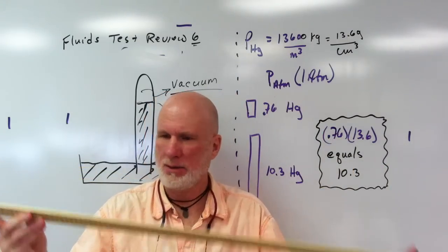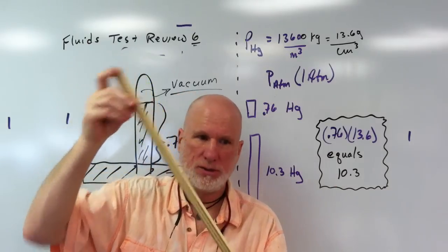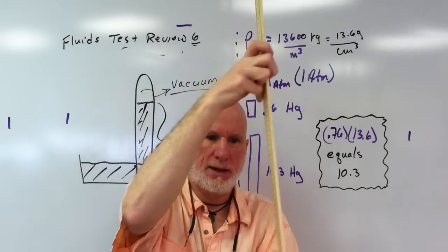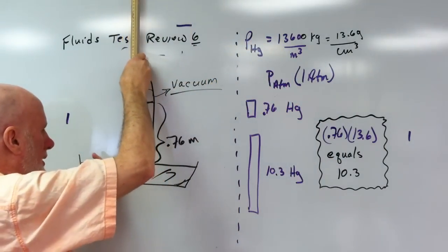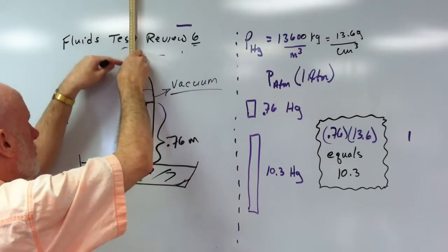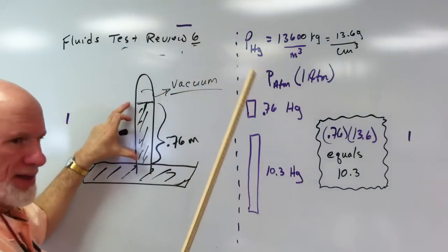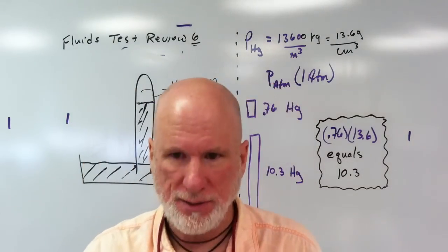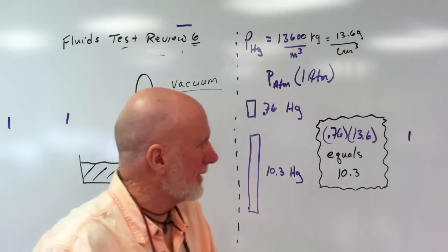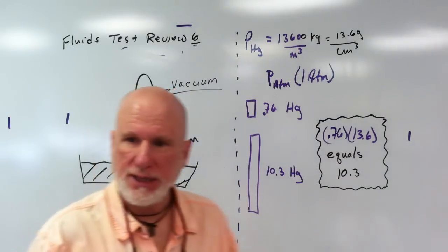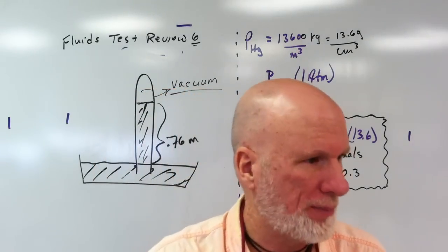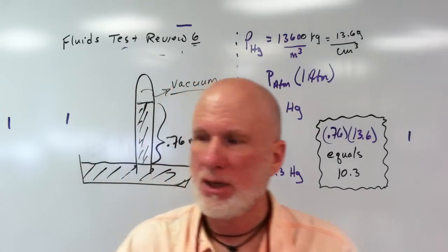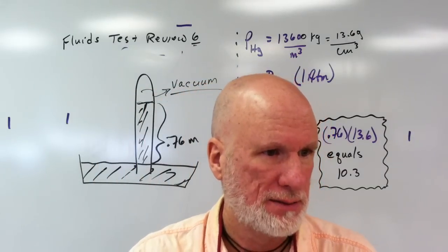Eudiometer, closed end. This is closed, this is open. Fill it with mercury, put my finger here, then I put it into the mercury, take my finger away. This will fall. So the height of that will be 0.76 meters of mercury. Now mercury has a density of 13,600 kilograms per cubic meter, and it has a density of 13.6 grams per cubic centimeter.